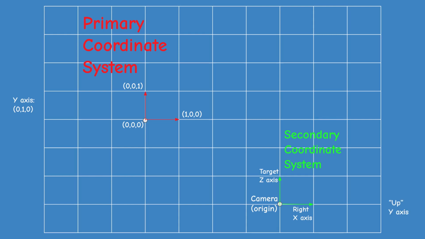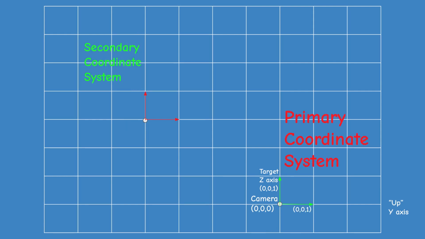In the following example, the secondary coordinate system is located around 4 on the x and -3 on the z. Let's assume for simplicity that the target vector of the camera in the world is 0, 0, 1. You will see in a second how this helps us. What we can do is switch roles between the primary and secondary coordinate systems.